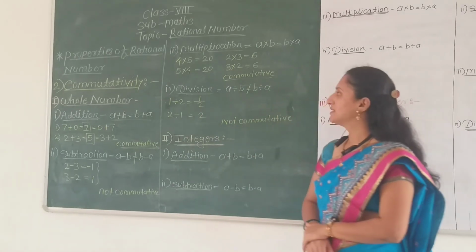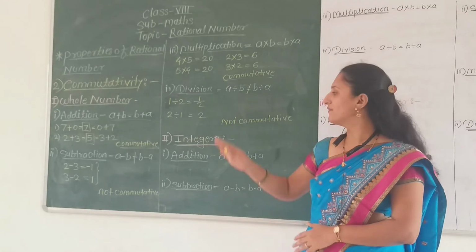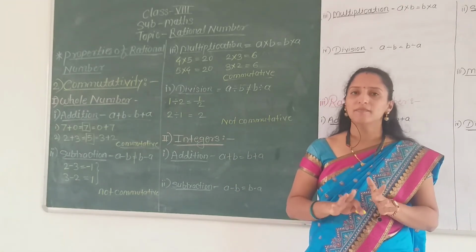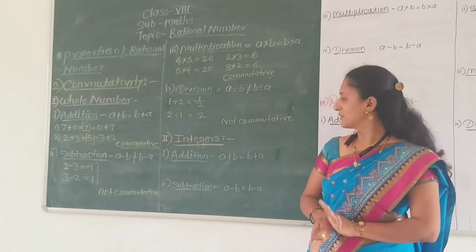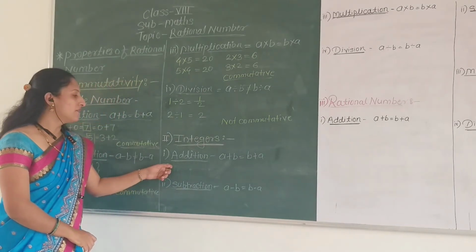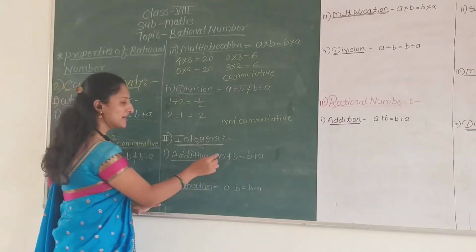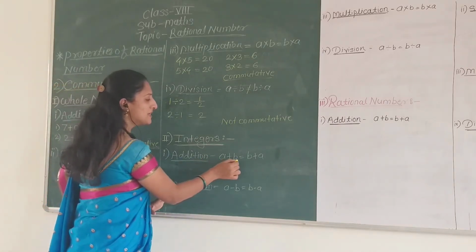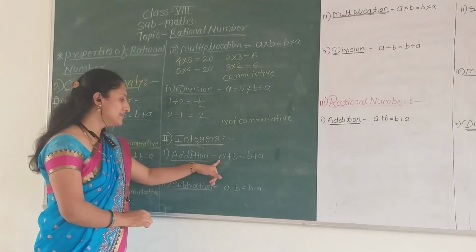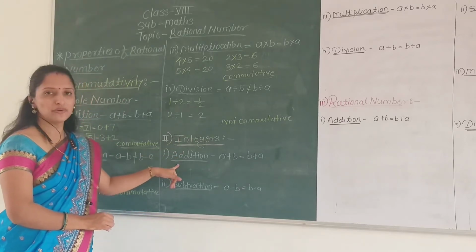Now let us check the commutative property for the integers. Again for all mathematical operations: addition, subtraction, multiplication and division. Okay. So let us check for integers. Now look at the board here. First mathematical operation is addition. Now for the integers, we have to again show that a plus b is equal to b plus a. If this property is satisfied, then integers are commutative with respect to addition.